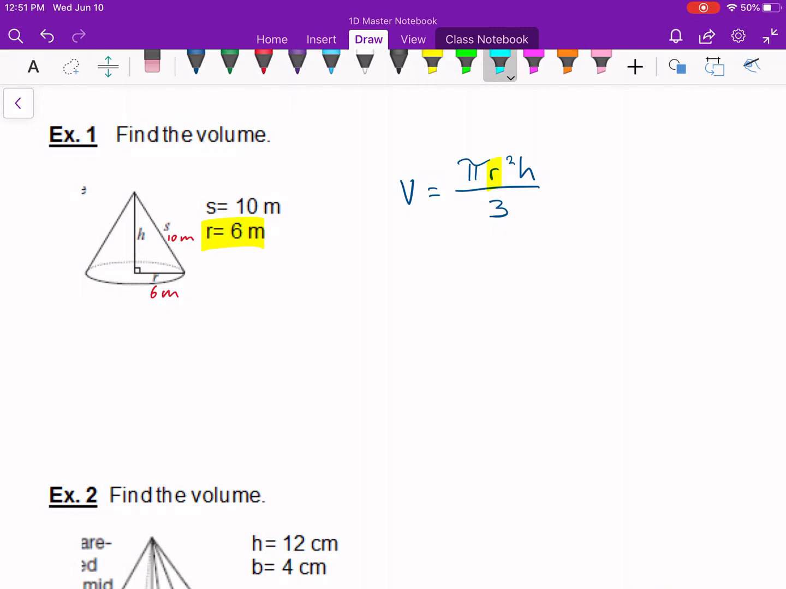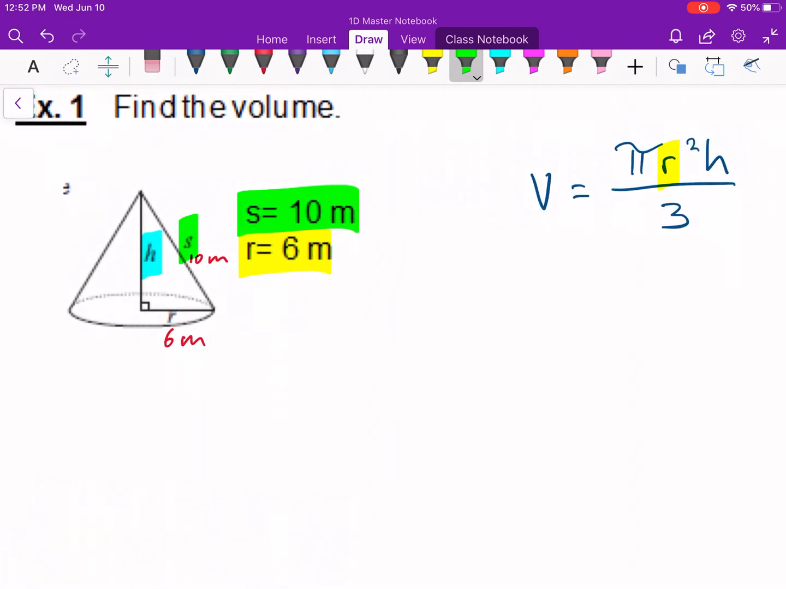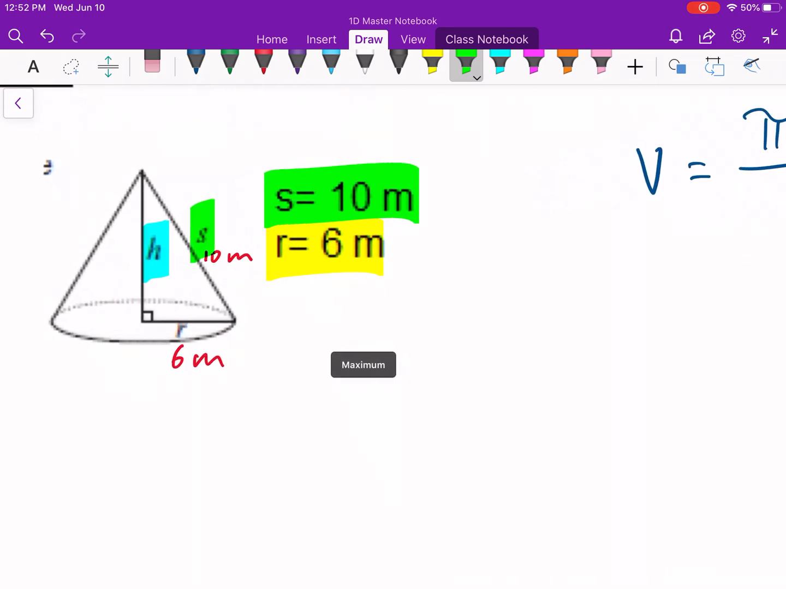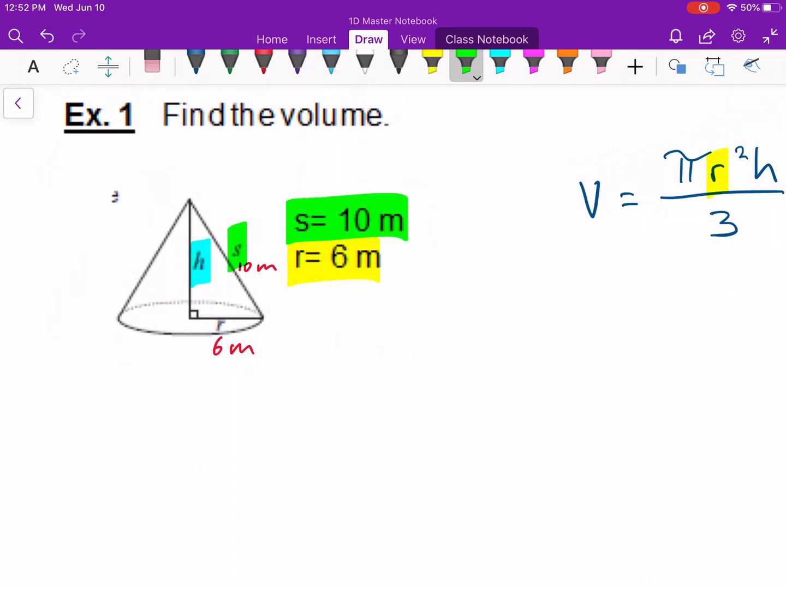but we don't have h. Instead, we've got something called s. S isn't part of the formula. So how can we get h from the information we're given so that we can actually do the formula? Well, if you're looking at this picture, again, it's supposed to represent a 3-dimensional cone, but you can also see it actually has a shape hidden within it. In a 2-dimensional world, we can see a right triangle here, right? Let's outline it.